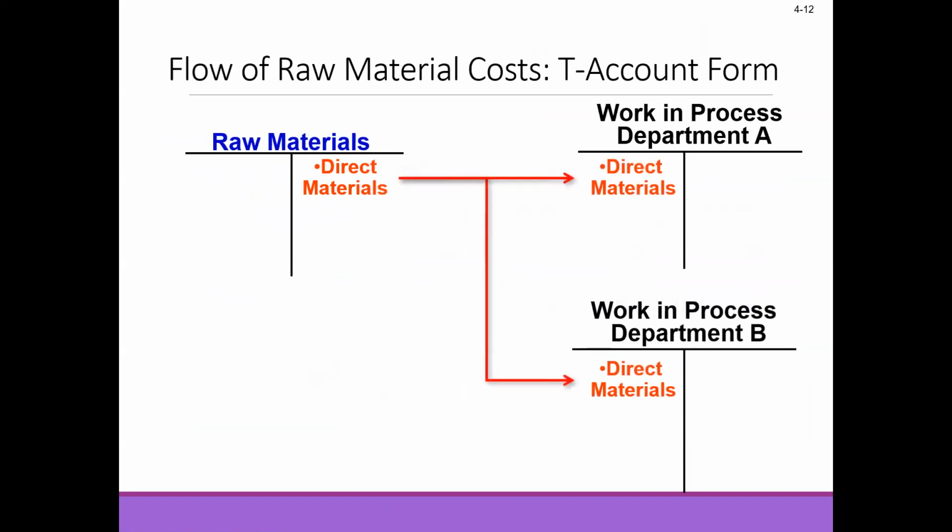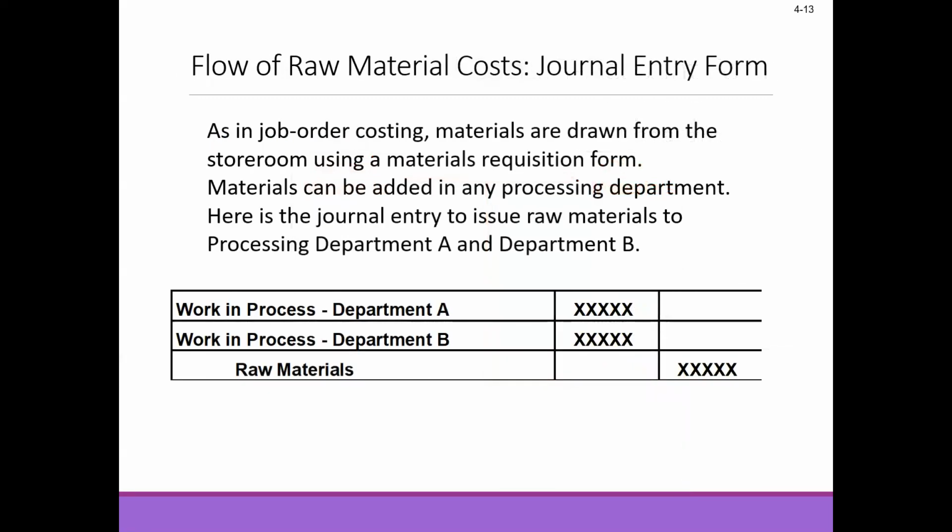So raw materials get transferred into Department A and Department B in their work in process. As in job order costing, materials are drawn from the storeroom using a material requisition form. Materials can be added into any processing department. Here's the journal entry to issue raw materials to processing department A and to processing department B.